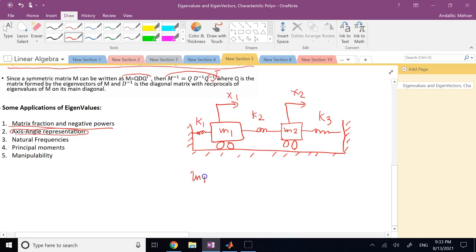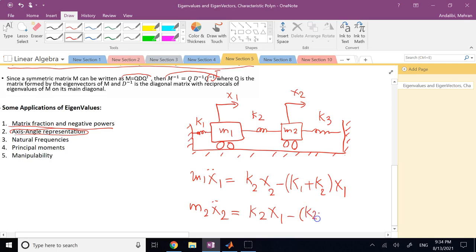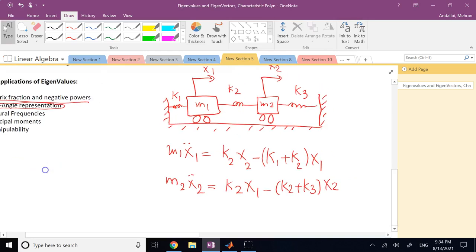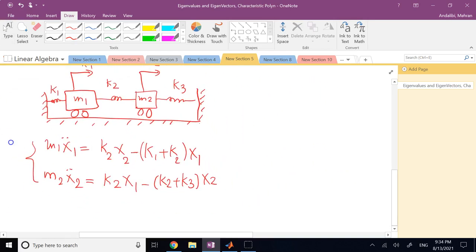they will be like m1 x1 double dot is going to be equal to k2 times x2 minus (k1 plus k2) times x1. You can check my equations later. And m2 times x2 double dot is going to be equal to k2 times x1 minus (k2 plus k3) times x2. Okay, these are the governing equations.